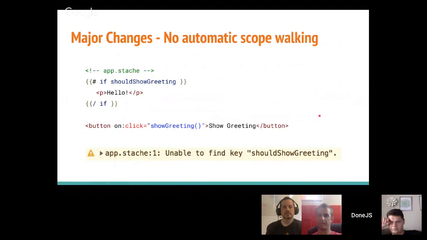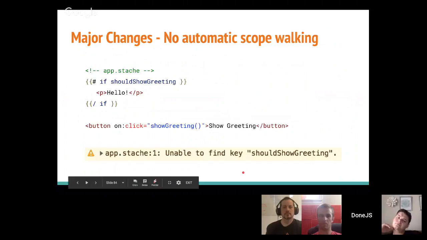All right, so another situation where you might get a warning like this that says unable to find key and doesn't give you any suggestions is a little bit more complicated than a simple typo. So let's take a look at this example. In this example, I've got an if block that says if should show greeting, I show the greeting, and then there's a button down here that says show greeting.